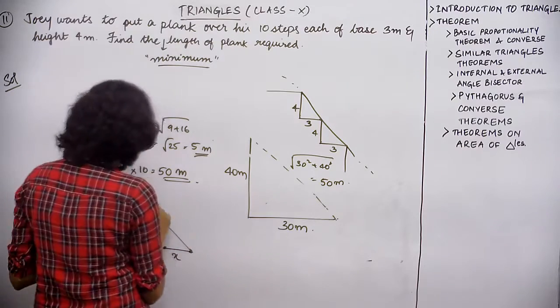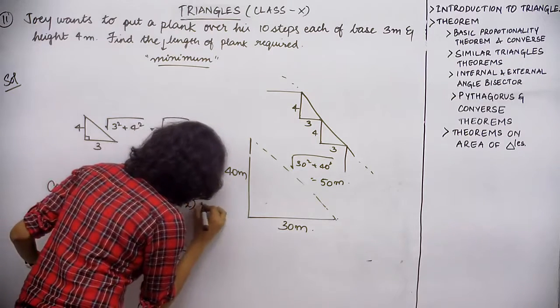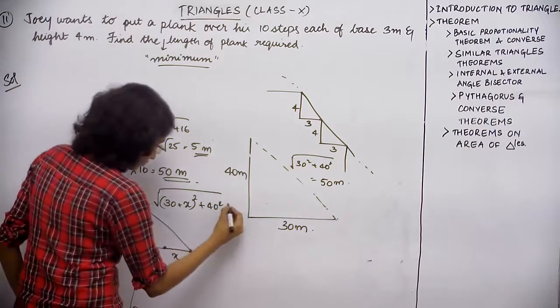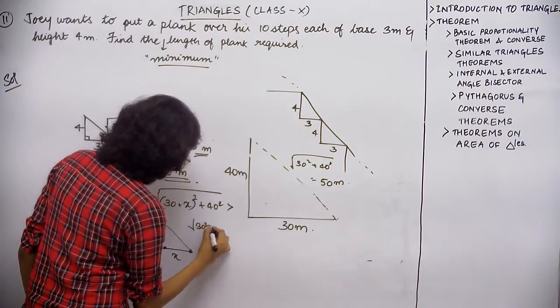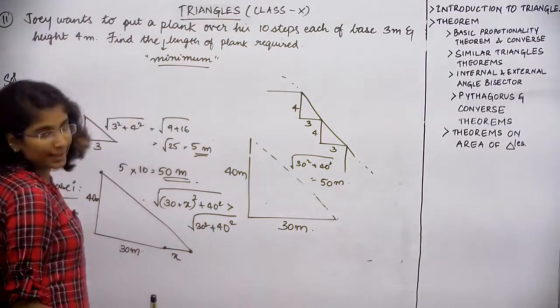So what will be the length of this? Equal to the square root of (30 plus x) whole square plus 40 square, right? Which will obviously be greater than the square root of 30 square plus 40 square, right? And this is our case 1.